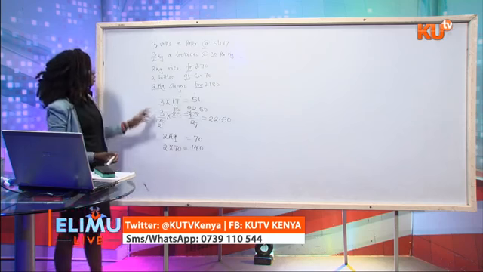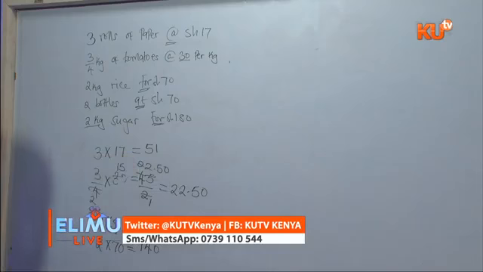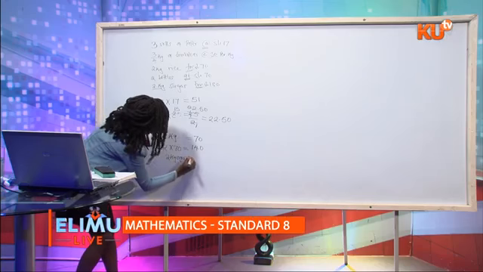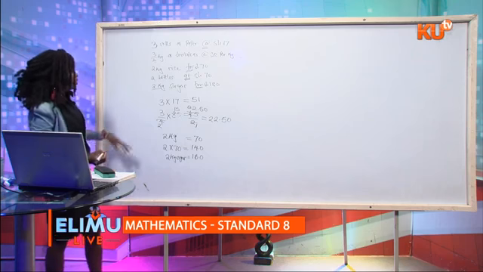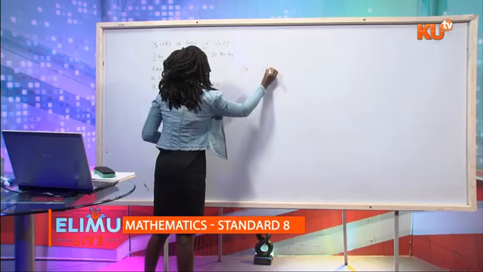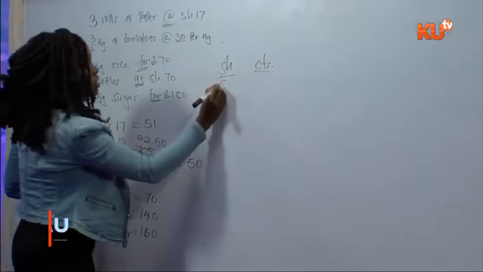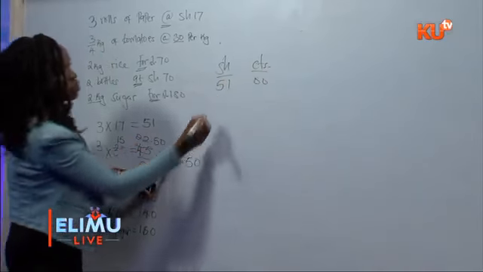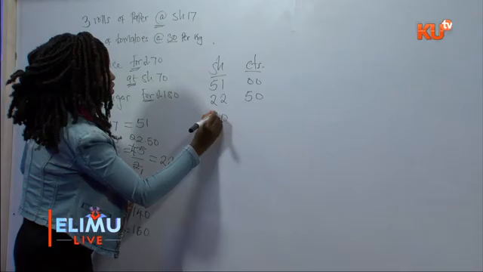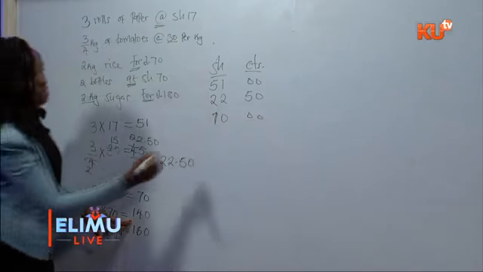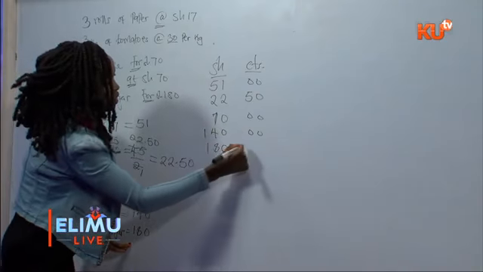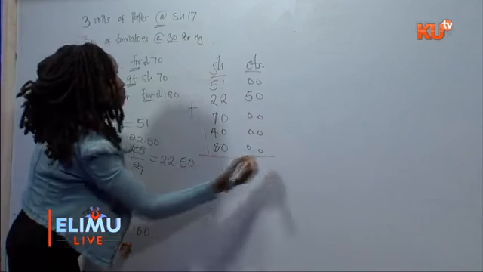Here we have 2 kgs sugar for 180. For represents the total cost. So the 2 kgs of sugar costed 180. So 2 kgs sugar, 180 shillings. So we add this to get the total. So we can use this because we have the cents. So this is 51 shillings, 0 cents, plus 22 shillings and 50 cents. Then we add to 70 shillings, 0 cents, plus 140 shillings and 0 cents. And then 180 shillings. So we are getting the total.